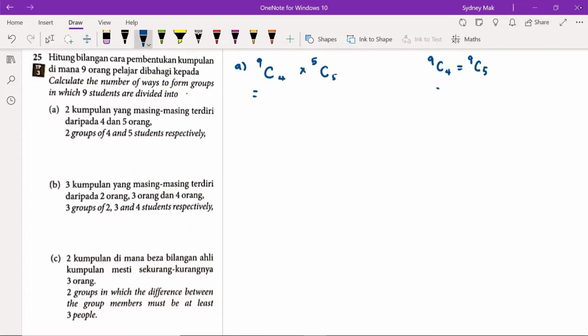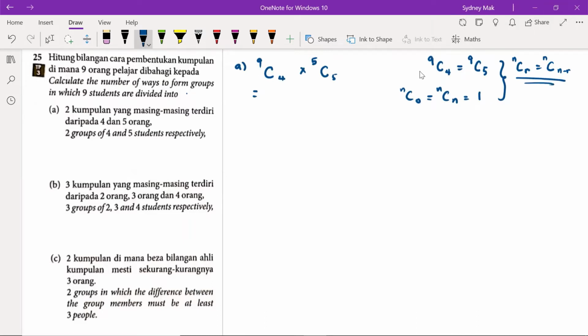And NCN is always equal to 1. It is the same as NC0. All in all, this is a very important concept: NCR is equivalent to NC(N minus R). They are the same.